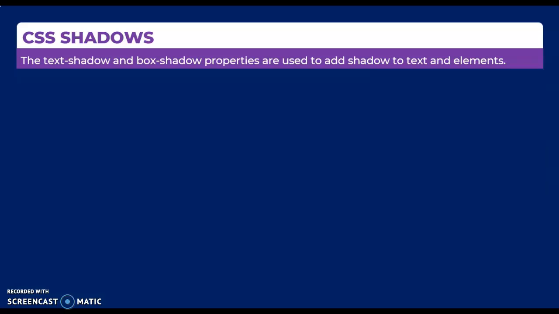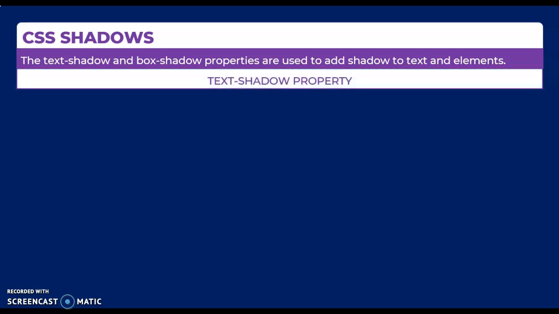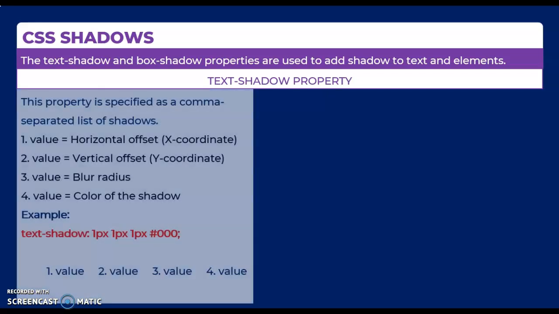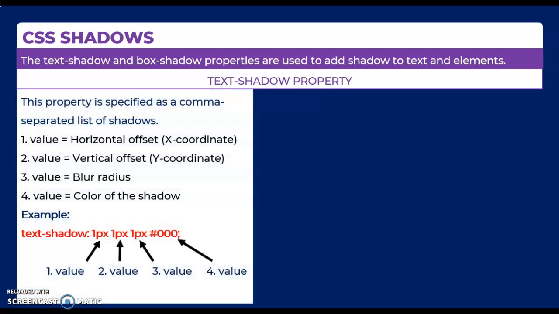Okay, so finally, let's find out more about the shadows in CSS. With CSS, we can add shadow to text and to elements using the text-shadow and box-shadow properties. Let's start with the text-shadow property first. This property is specified as a comma-separated list of shadows. This means that we can add more than one shadow to the text by adding a comma-separated list of shadows.